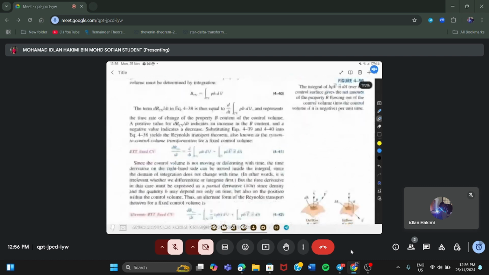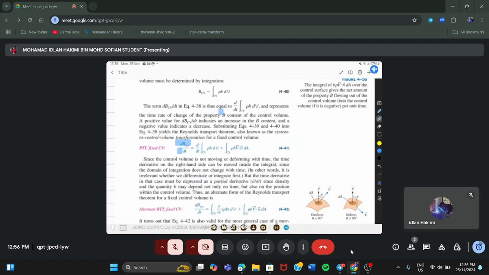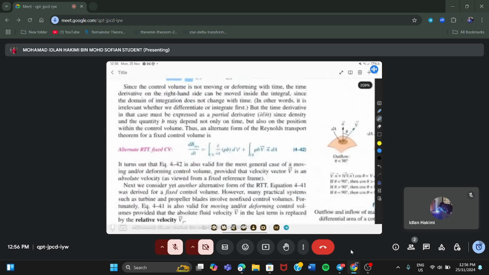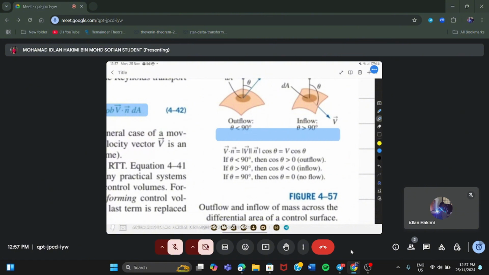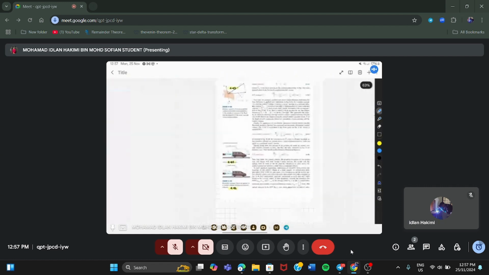Okay, we move forward then to the fixed control volume, which is dB system over dt equals d over dt of the integral over the control volume of rho b dV, plus the integral over the control surface of rho b V dot n dA. The alternate RTT for a fixed CV is dB system over dt equals d over dt of the integral of rho b dV plus the integral of rho b V dot n dA. So this is why I said before that the inflow and outflow differ by the angle, the difference of degrees.